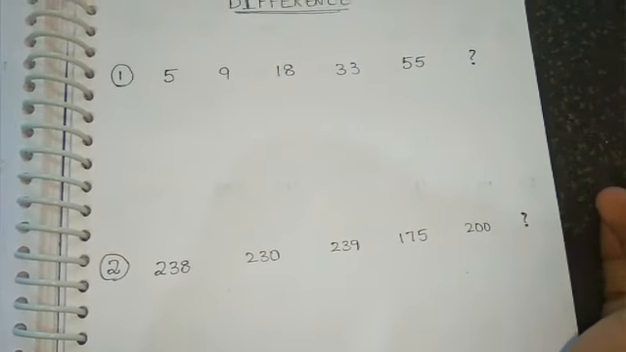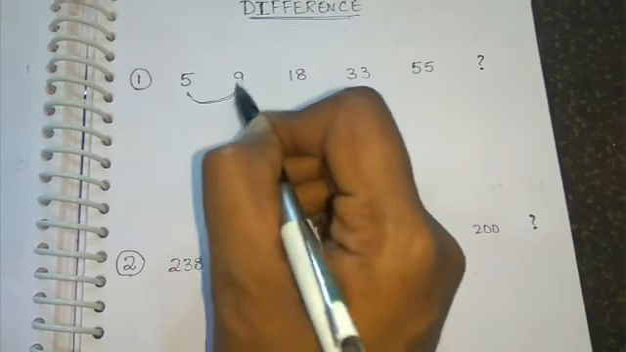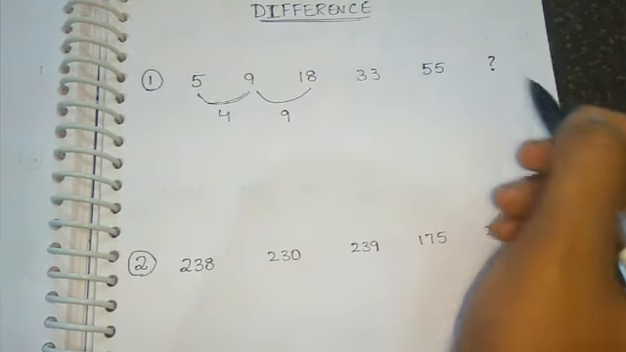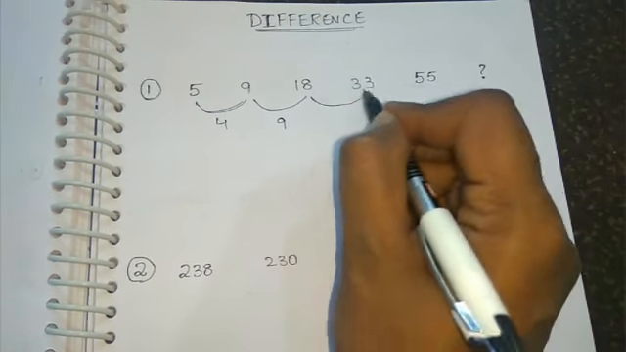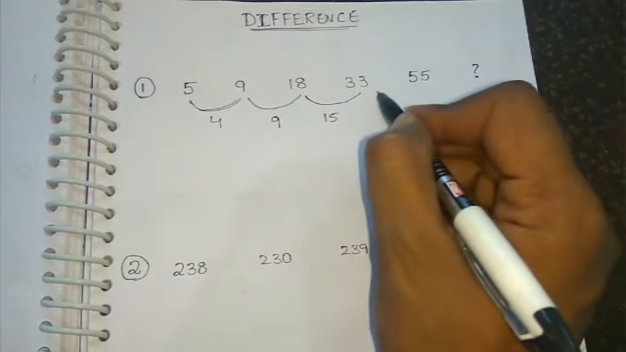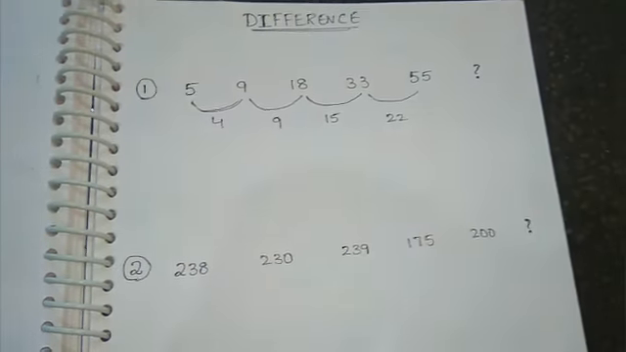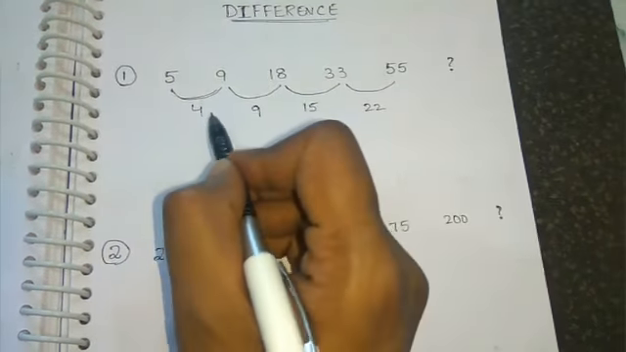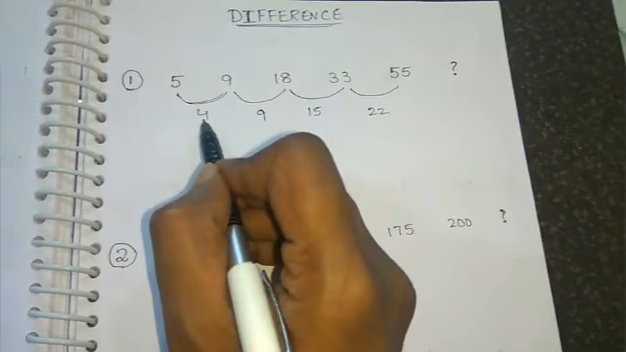When we get this question, 5, 9, 18, 33 and 55, by just seeing this, we can't find any logic. So then what we should do is find the difference. What is the difference between 5 and 9? It is 4. 9 and 18, it is 9. 18 and 33, it is 15. 33 and 55, it is 22. The next number's difference, we don't know that.